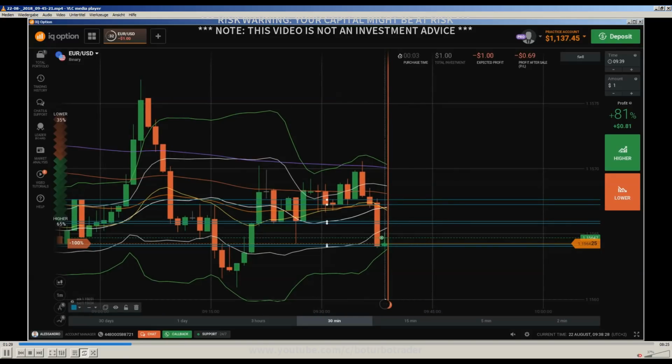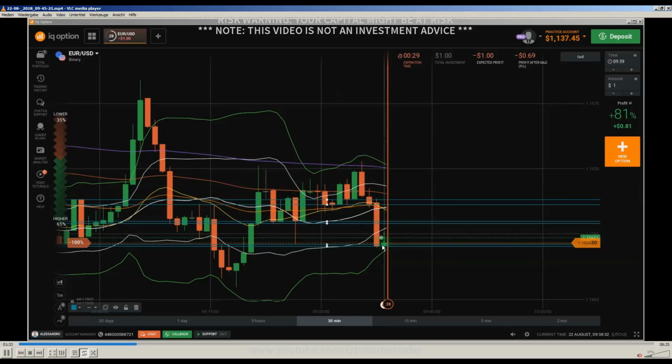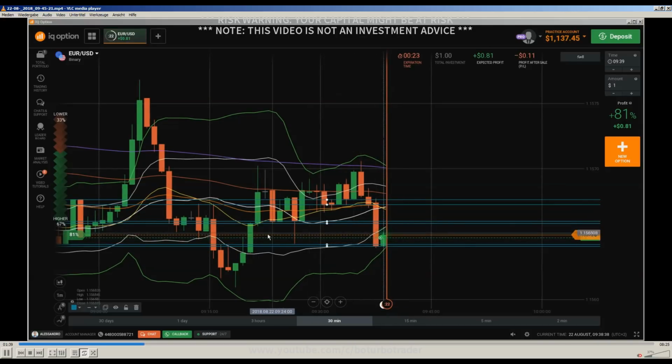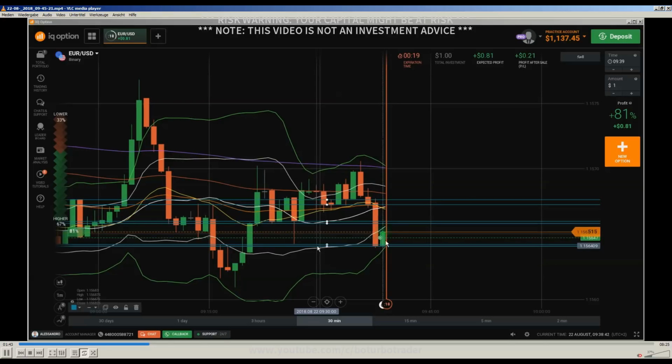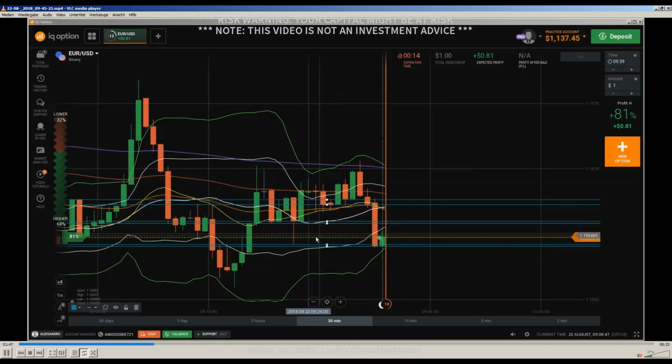I entered a little bit too early. I should have waited till price would go down to this level. Then I could have entered and gotten a better entry point. But because there was enough volume in this market and the 50% of this level is far away, it was okay, and maybe this was the reason why this worked out.